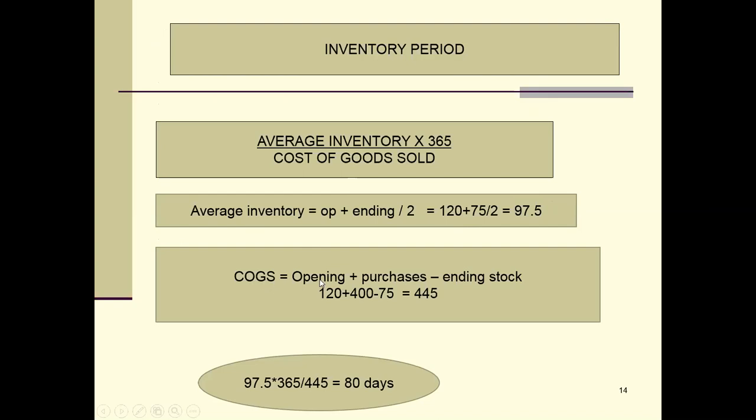To calculate cost of goods sold, I'll take opening plus purchases minus ending. So the data is again given on the previous slide. You can pause and go back to slide 2. So the cost of goods sold amount is coming 445.